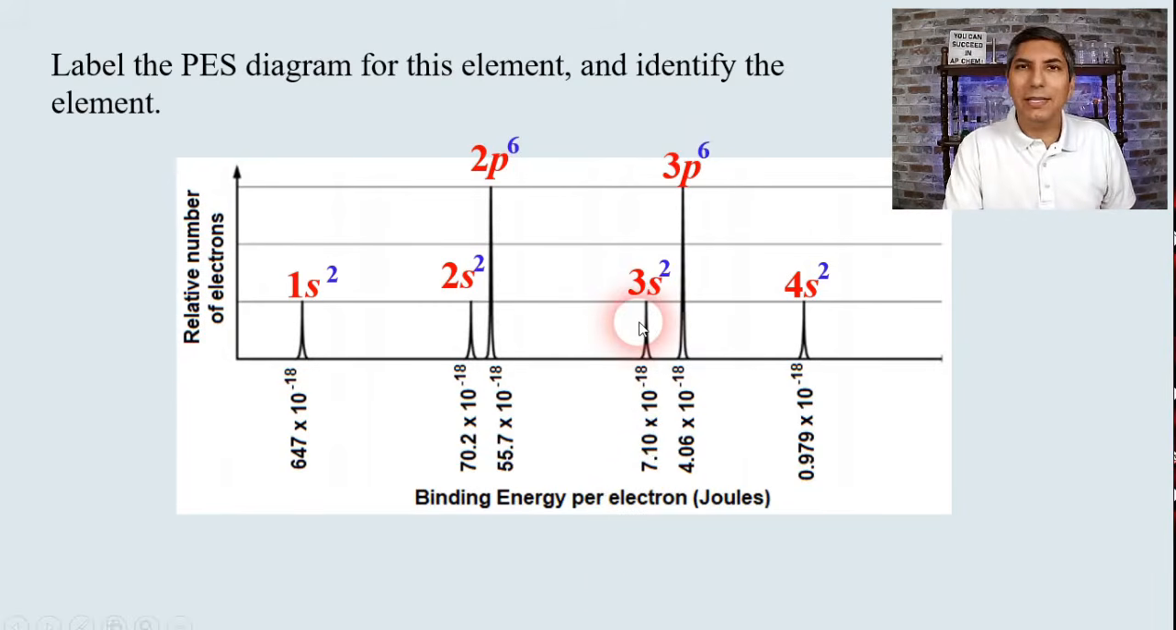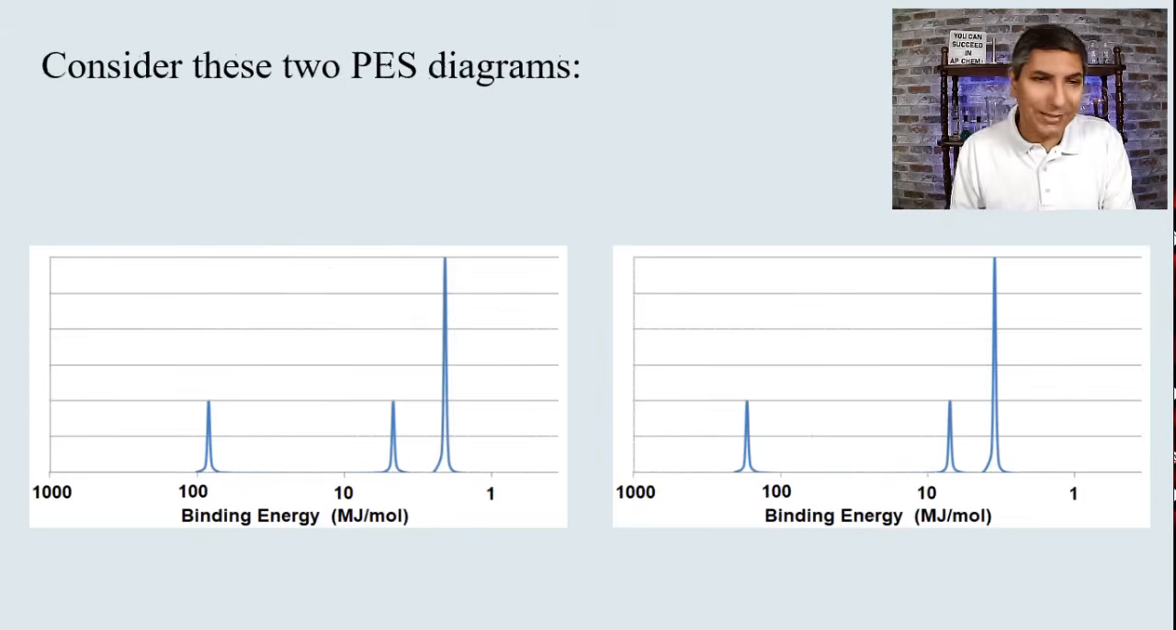Now, what element is that? What element ends with 4s2? Well, we know that that is calcium by consulting the periodic table, don't we? So that's how we can label photoelectron spectroscopy diagrams and identify the element that we're looking at. So once again, if you know how to write an electron configuration, you can do this. Now let's try a more advanced example.